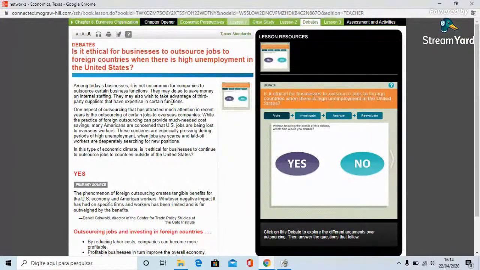In today's businesses, it's not uncommon for companies to outsource certain business functions. They may do so to save money on internal staffing. Remember, if you outsource labor from China, it's much cheaper than from the United States. Okay? And what is your assignment here?